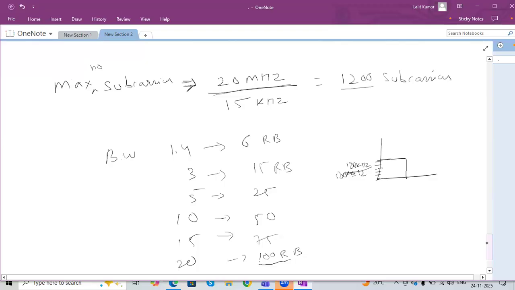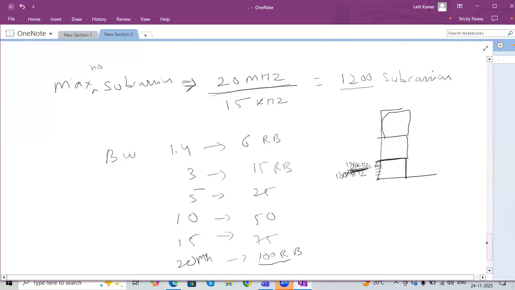Yeah, audible only. So let us say this one resource block is 180 kilohertz. So how many stacks can you get in 20 megahertz? Based on this 180, each resource block has 12 subcarriers of 15 kilohertz. So how many stacks will come? It will be 100 resource blocks.